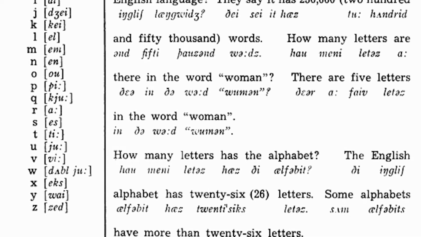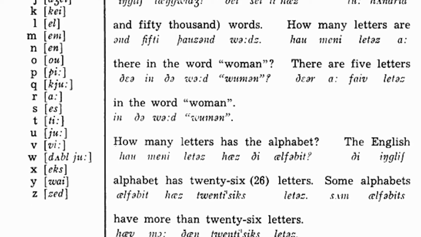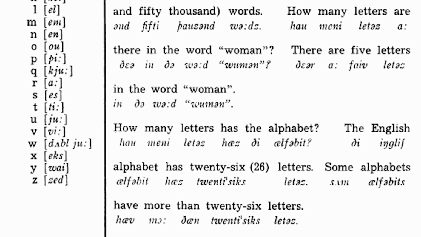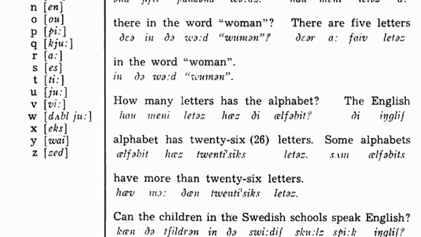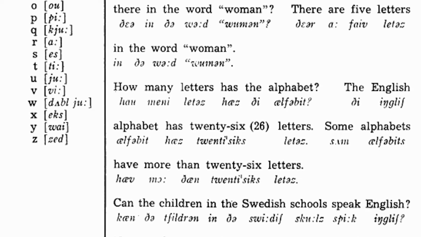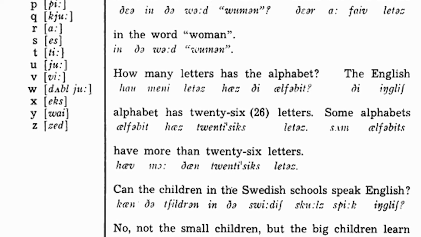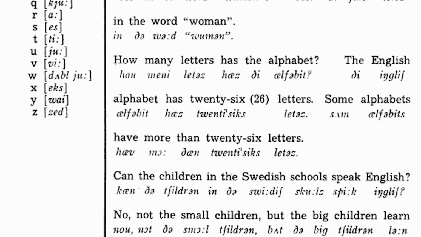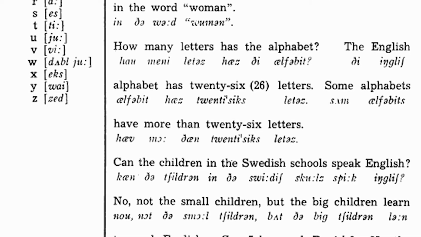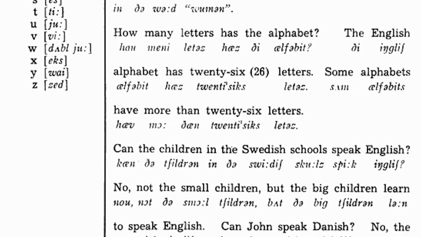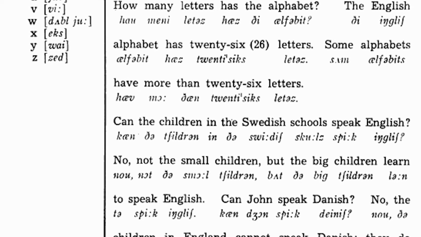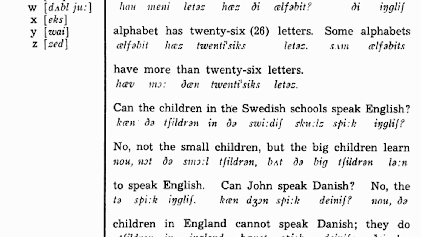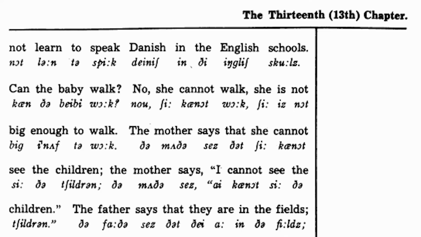How many letters has the alphabet? The English alphabet has 26 letters. Some alphabets have more than 26 letters. Can the children in the Swedish schools speak English? No. Not the small children, but the big children learn to speak English. Can John speak Danish? No. The children in England cannot speak Danish. They do not learn to speak Danish in the English schools.